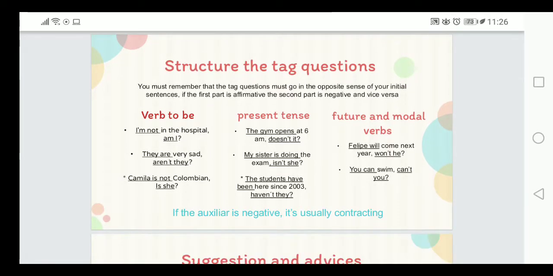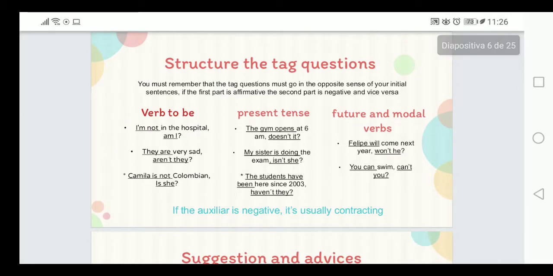The structure of the tag question. Remember that the tag question must go in the opposite sense of your initial sentence. If the first part is affirmative, the second part is negative and vice versa. In the first example, I'm not in the hospital. This is a present simple sentence in negative. So the tag question is in the same tense but with the verb to be in affirmative.